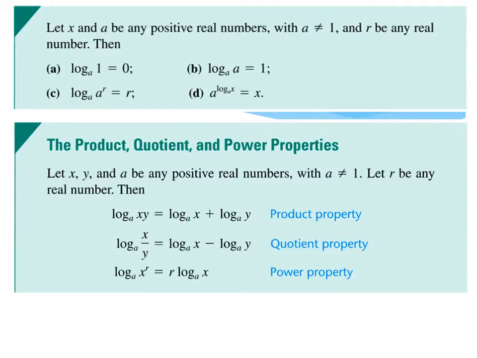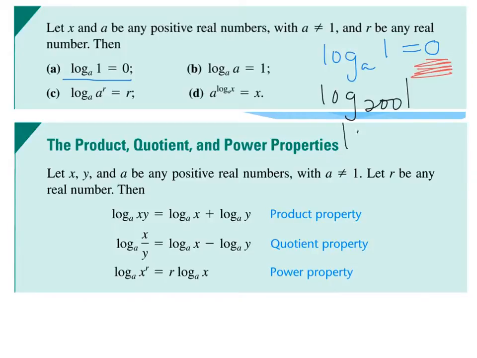First one that I want to look at is that log base a of 1 is equal to 0. That was something that Sal talked about in his video. Anytime you see a log, no matter what that log base is, if there's a 1 there, the answer is going to be 0, because 0 is the only thing we can raise a number to in order to get 1 back again. So I might have log base 200 of 1, that's going to be 0. Log base 10,000 of 1, that's also going to be 0.